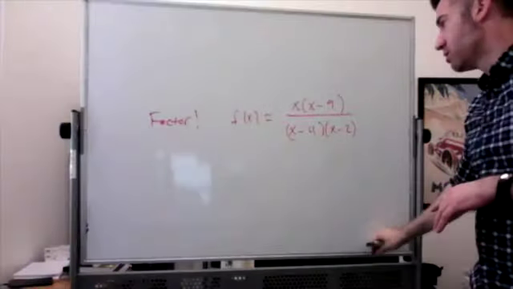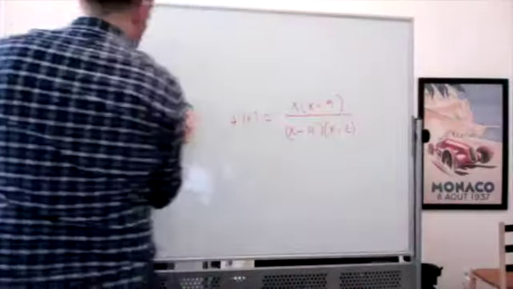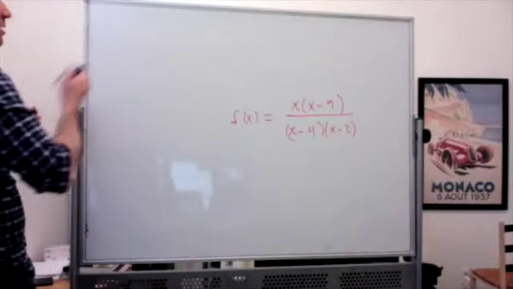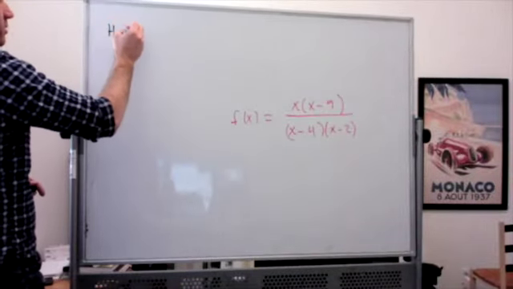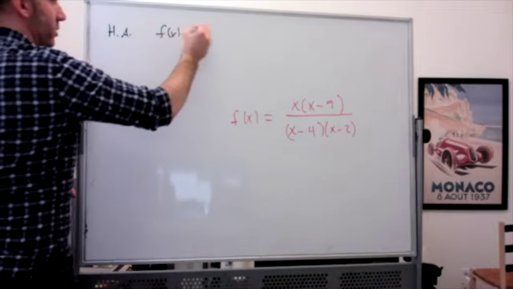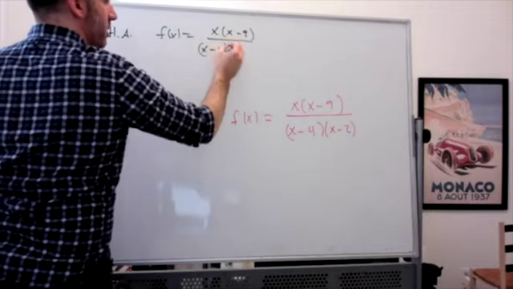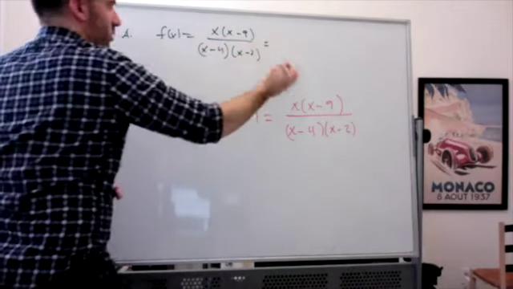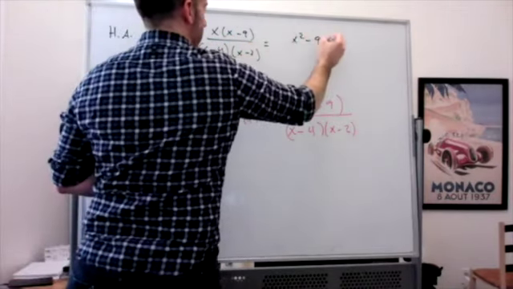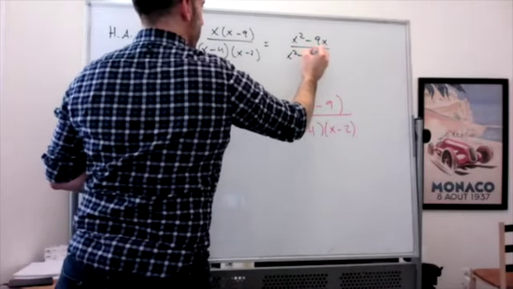Okay. So now I'm interested in finding the horizontal asymptotes for f of x equal to x times x minus 9 over x minus 4. Which, if you recall, was x squared minus 9x over x squared minus 6x plus 8.